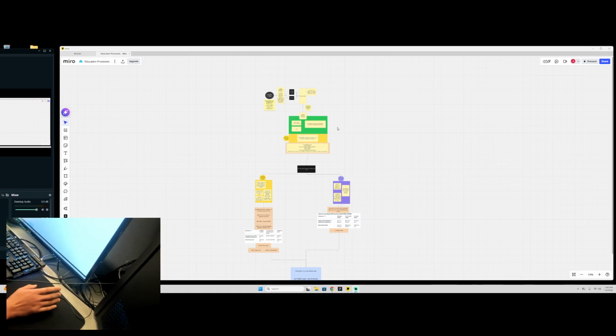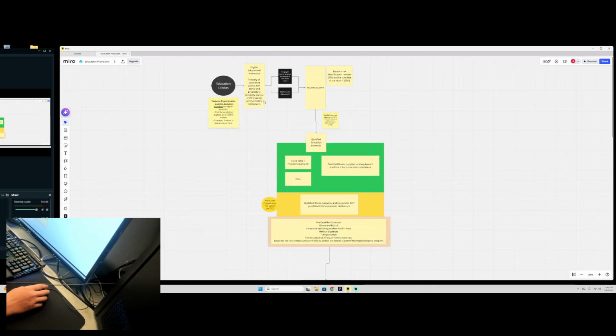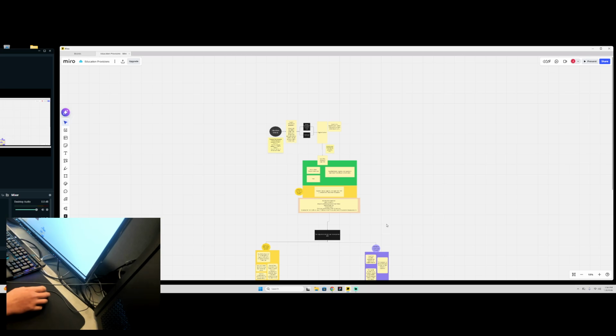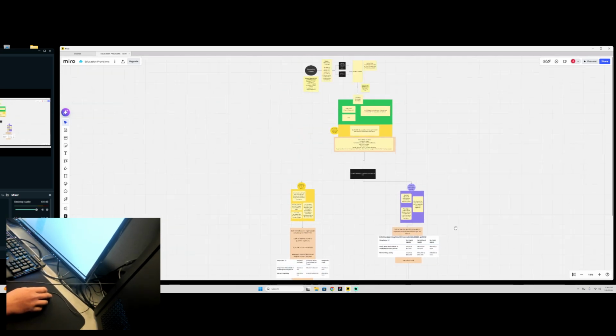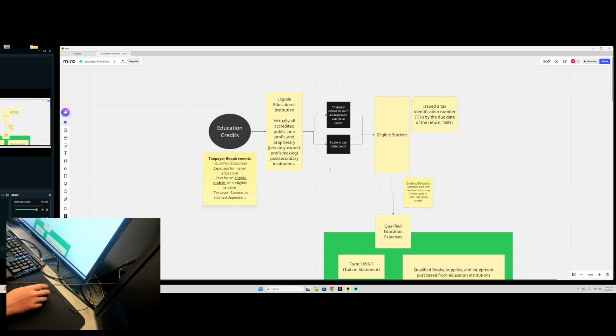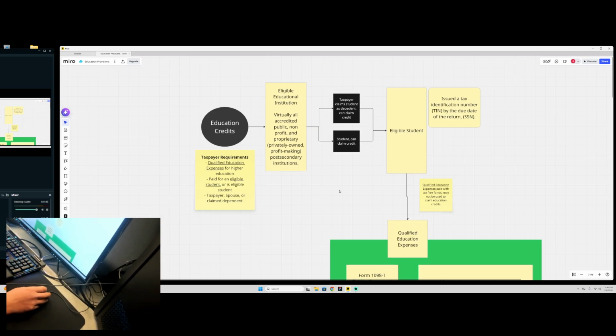Okay, so I made a mind map of the educational credit between the American Opportunities Tax Credit and the Lifetime Learning Credit because it was difficult for me to really see this. So what I'm going to do is go through this real quick so it's easier to understand how this works. First off, the educational credit, the taxpayer requirement.